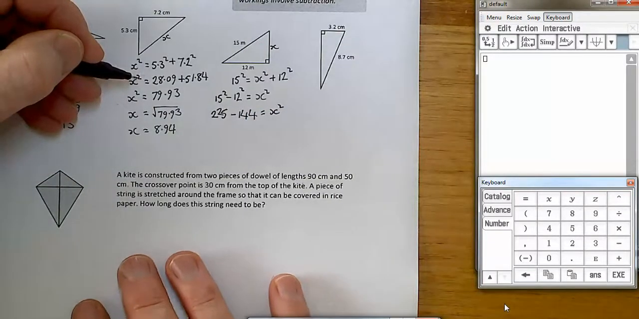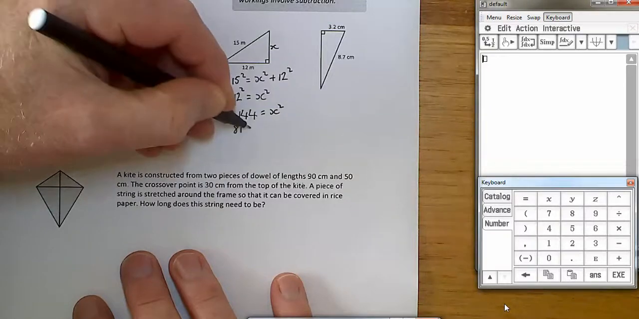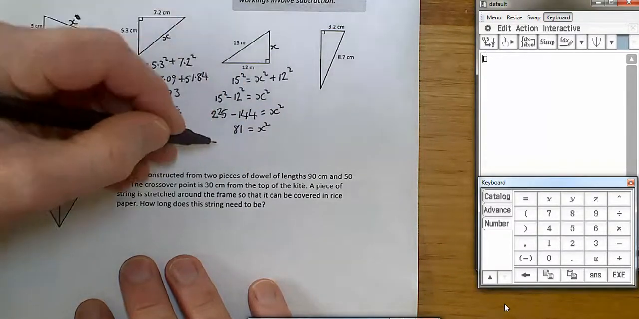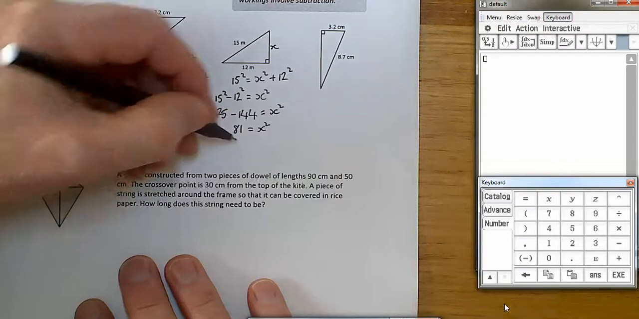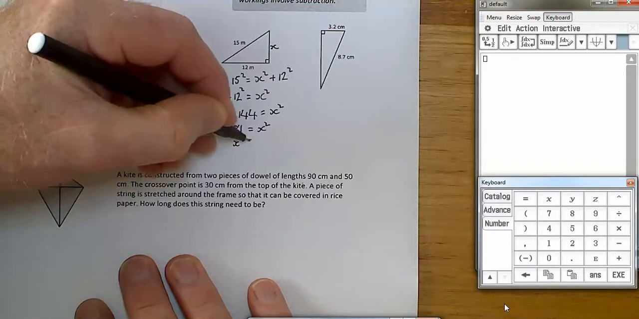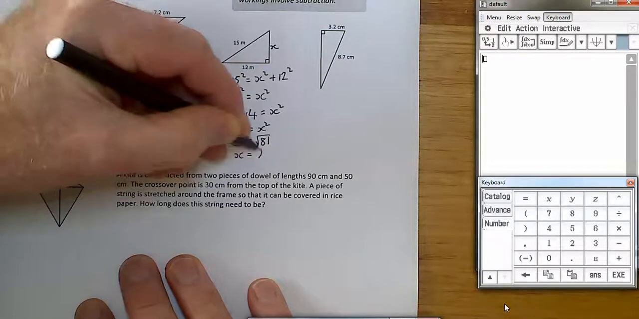And that means that 81 equals x squared. And then we just take the square root of each side. That means x equals the square root of 81. And that means x equals 9.